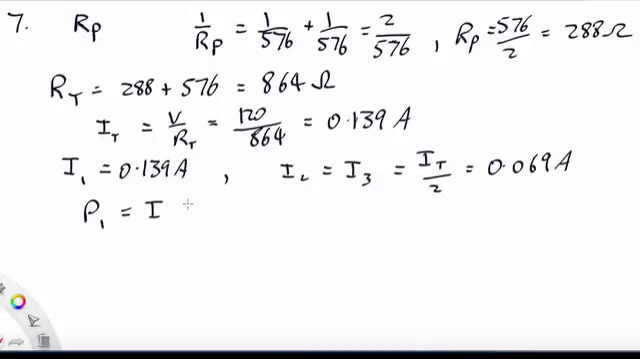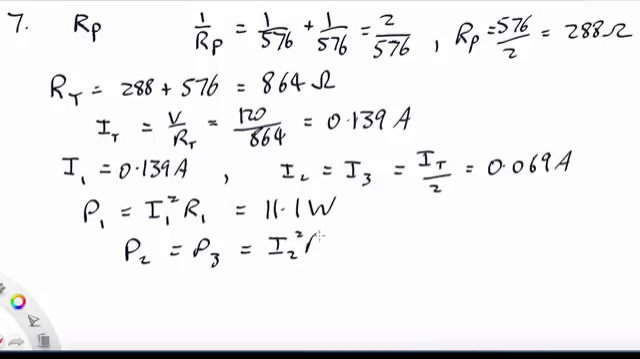So then we can work out the power in resistor 1. Since we're just looking at current and resistance, we've got I squared R, and that gives us 0.139 squared times 576, which is 11.1 watts. Power 2 is power 3, is I2 squared R2, which is equal to I3 squared R3, so 0.069 squared times 576, and that gives us 2.78 watts in each of those.